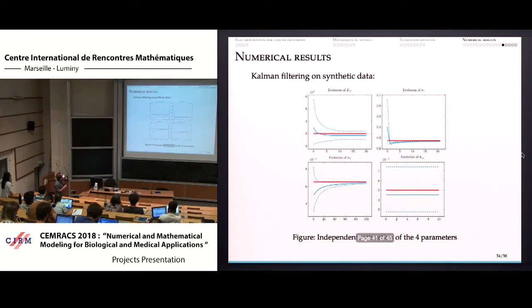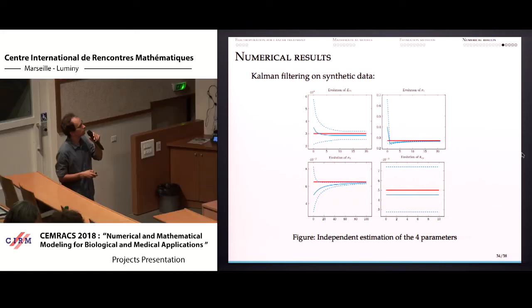Okay. So, the convergence curves for the Kalman filter. These are all the estimations done by estimating parameters independently, on synthetic data. We fix 3 parameters and estimate the other one. We have nice convergences. It's a bit slow for the electroporation threshold. And we see that on the slope of the sigmoid, we have no sensitivity. So basically, we can forget about this parameter. This is what it means.